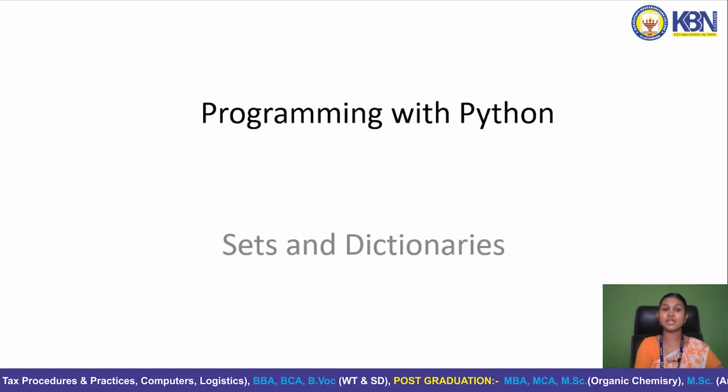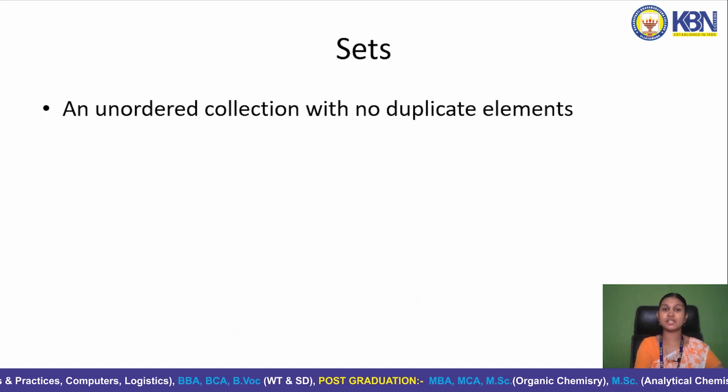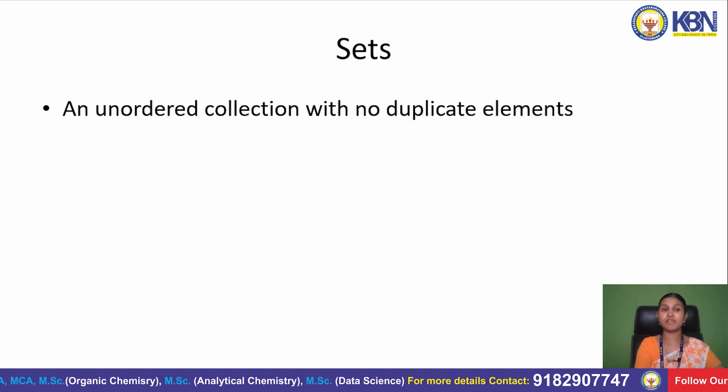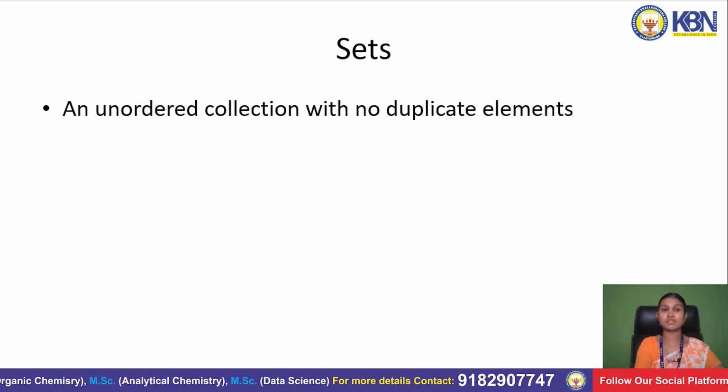And next, coming to sets and dictionaries. What is a set? It is an unordered collection. Recently we have seen list and tuple, which are ordered collections, but a set is an unordered collection. A set does not include any duplicate elements. In a list and tuple, duplicate elements are available, but in sets no duplicate elements are available.